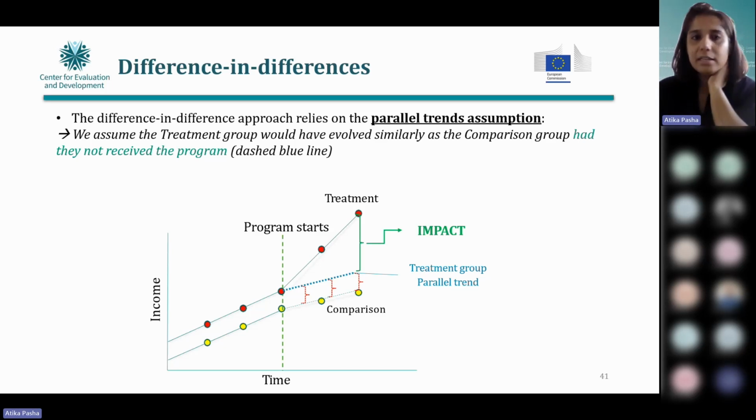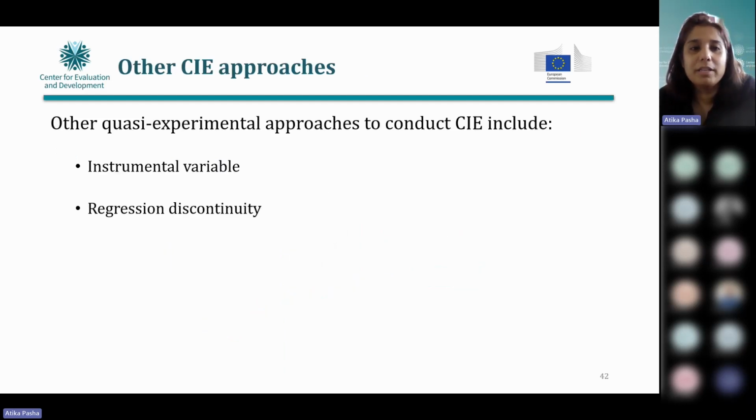With that, I think the two or three most commonly used methods of counterfactual impact evaluation have been covered. This was done previously in year 1 of your training, so those who were in year 1 can refer to it. There were also other experimental, quasi-experimental or partly experimental approaches discussed to conduct CIE, which are instrumental variable and regression discontinuity design. We won't go into these, but please refer to year 1 to remember what these were about.